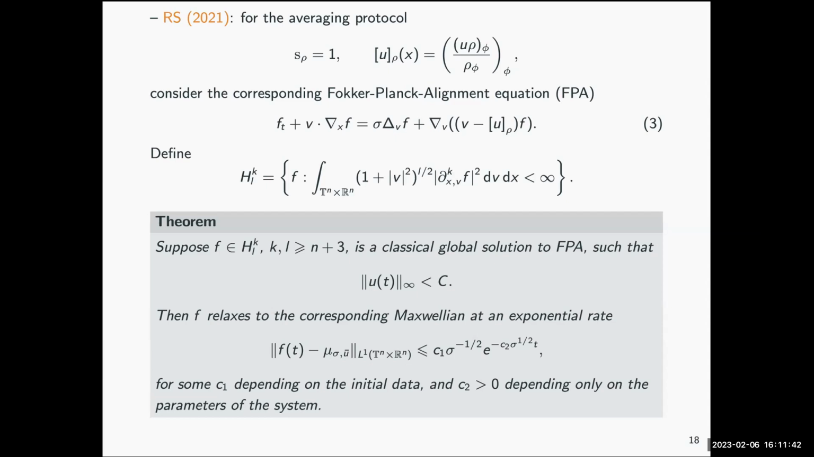If your observable macroscopic field is bounded, so there's no critical things happening, then yes, indeed, your distribution will relax to the Maxwellian, with this particular rate, sigma to the power 1/2, which is maybe not the most optimal, because we know from this enhanced dissipation result that it should be maybe sigma to the 1/3, but we were not after the optimal rate. All that mattered to us is that it does relax to the correct limit.